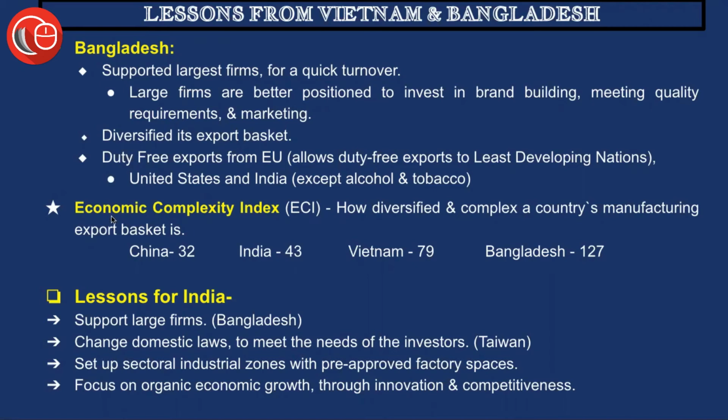Then, according to the ECI, the Economic Complexity Index, which tries to find out how diversified and complex a country's manufacturing export basket is, China is at rank 32. The lesser the rank, the better position you are, as in, the lesser the rank, the more diversified an export basket you have. India also stands in a good position, which is 43. And as you can see, Vietnam stands at 79 and Bangladesh at 127.